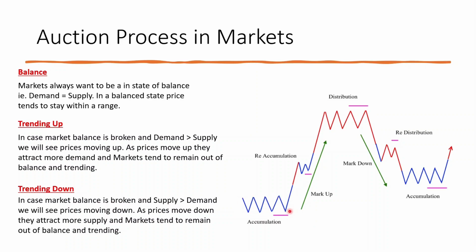The second is trending up. In case market balance is broken and demand is greater than supply, that means there are more buyers in the market than sellers. Everyone wants to buy and not enough people want to sell. So price will obviously start moving up. As price moves up, it attracts more buyers. As price moves up, it attracts more demand, and markets tend to remain in this state of imbalance. In this case, because demand is greater than supply, it's trending up.